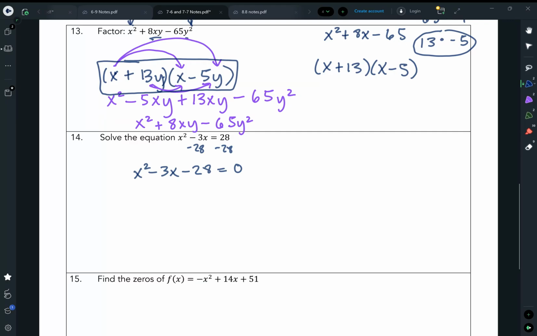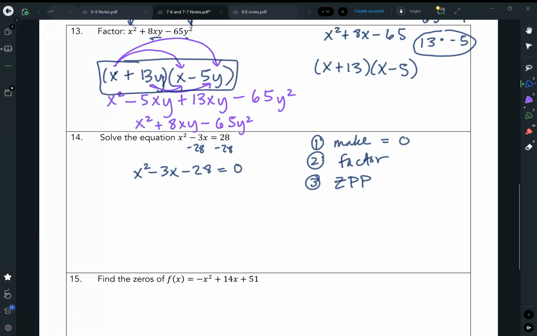So in order to solve a quadratic, I have to factor it and use zero product property. So first, make it equal 0. Second is factor. And third is zero product property. So ZPP for zero product property.